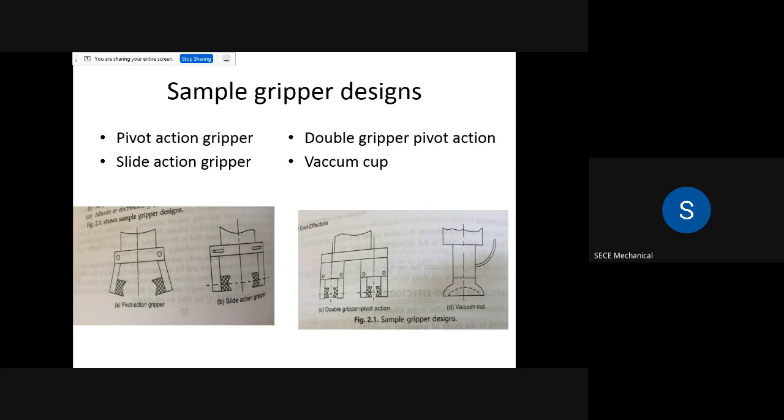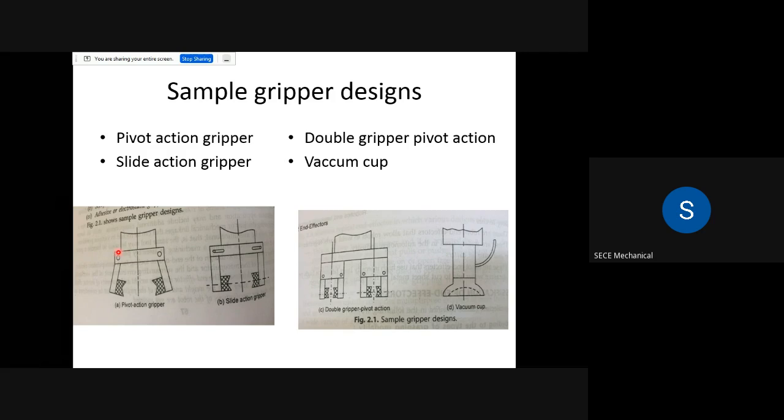So in the gripper type, as I said, there are different designs of this gripper. There's this pivot action. Pivot action is actuated to a particular single point, right? So it is called a pivot action gripper. In this slide, I'm just showing what is called a pivot.